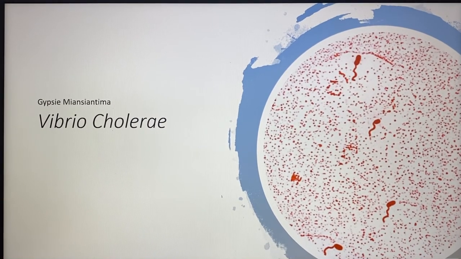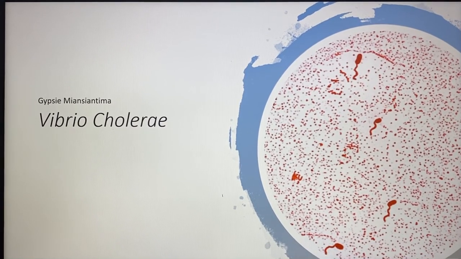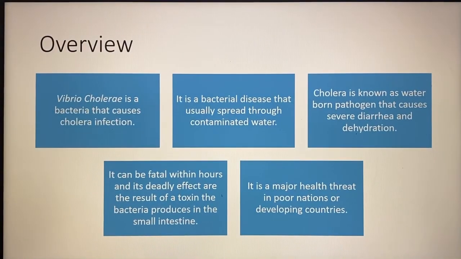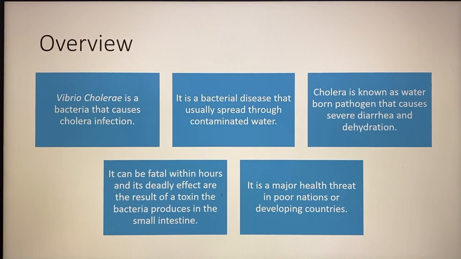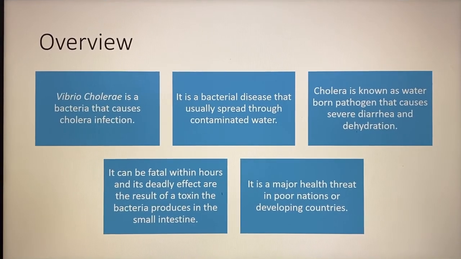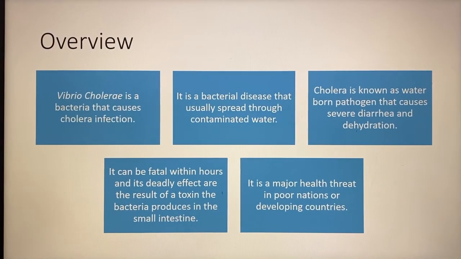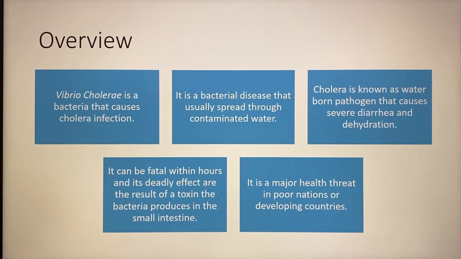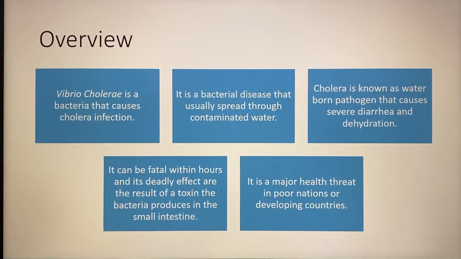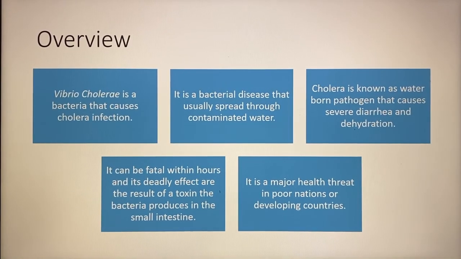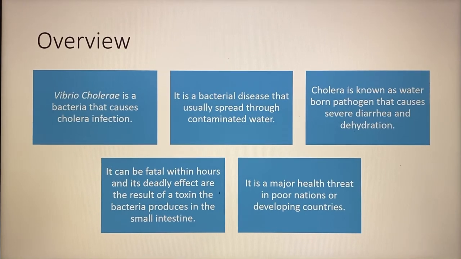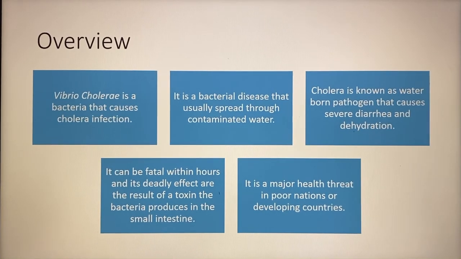What is it? This is my overview, general information about Vibrio cholerae. Vibrio cholerae is a bacteria that causes cholera infection. It is a bacterial disease that usually spreads through contaminated water. Cholera is known as a waterborne pathogen that causes severe diarrhea and dehydration.